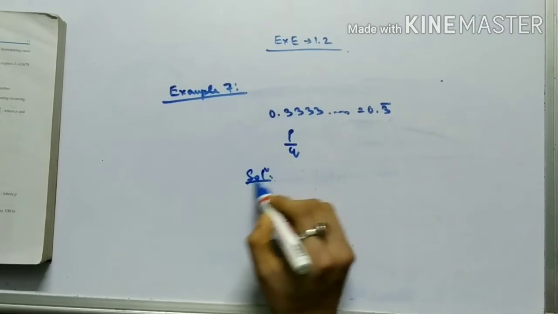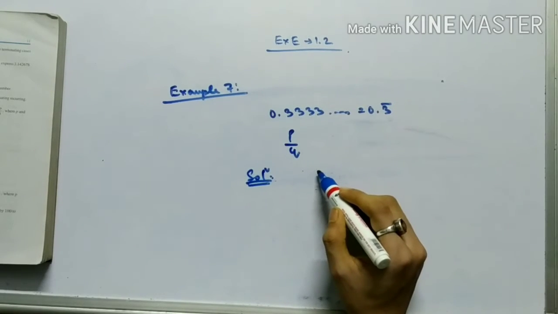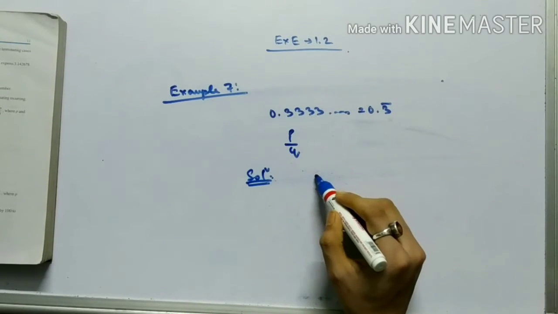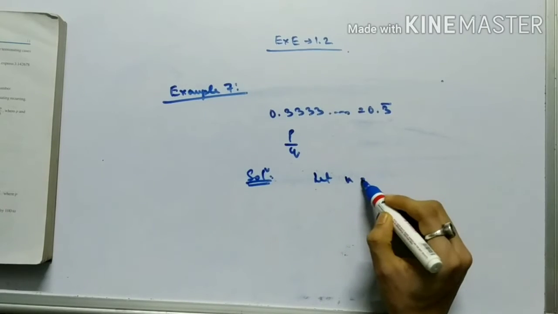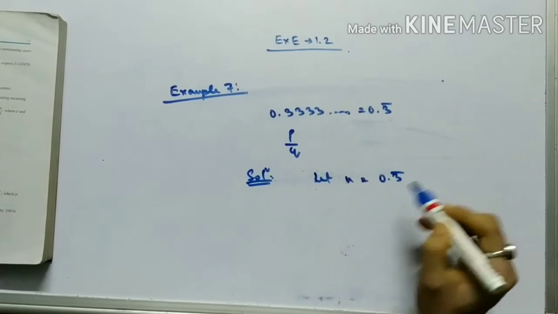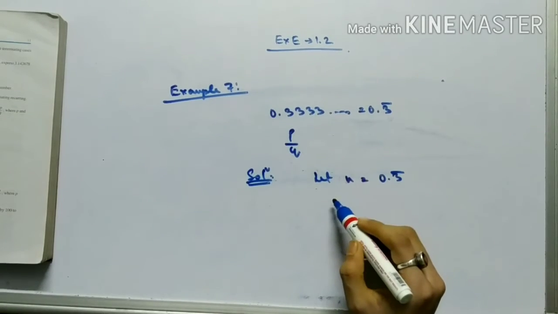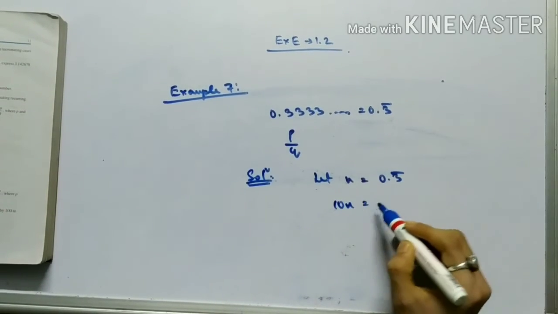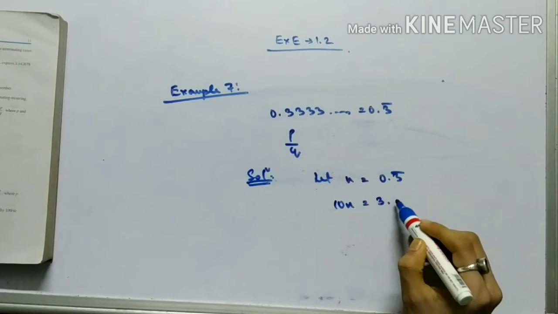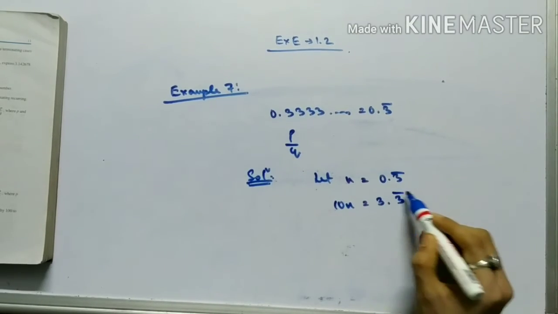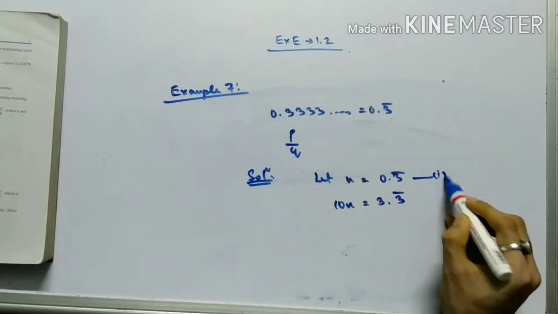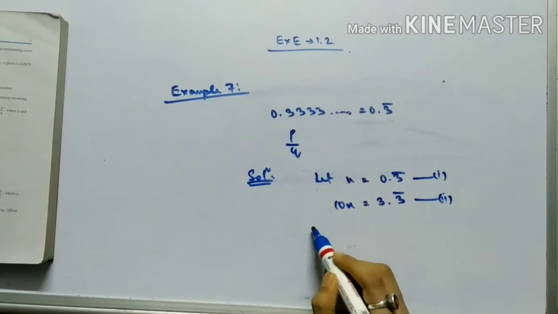So this is the solution. First of all, let x equal 0.3 bar. Both sides I will multiply by 10, then I will get 10x equals 3.3 bar. This is our equation 1 and this is our equation 2.